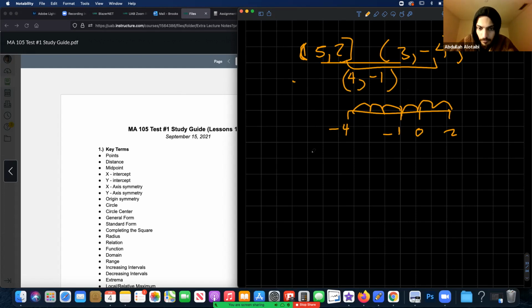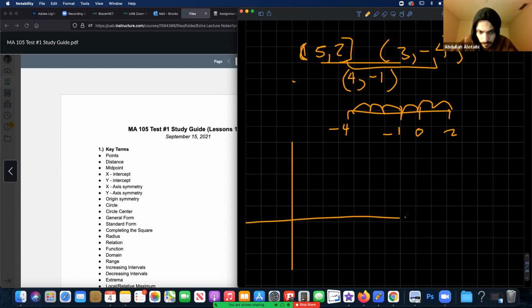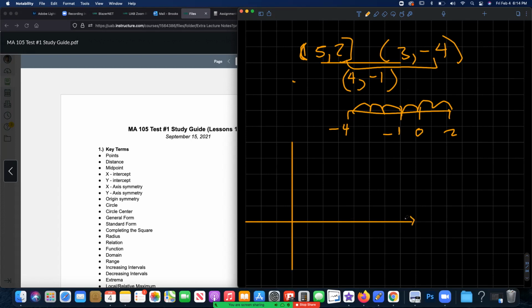Sometimes it's easier, because I'm a very visual person, to draw it out and see what's going on in the problem. So in this problem, I've got 1, 2, 3, 4, 5, 2, which should be this point, and then 1, 2, 3, -4, which should be down here. So if I'm trying to find the midpoint between these two, it's got to be about here, which is exactly what we expected.